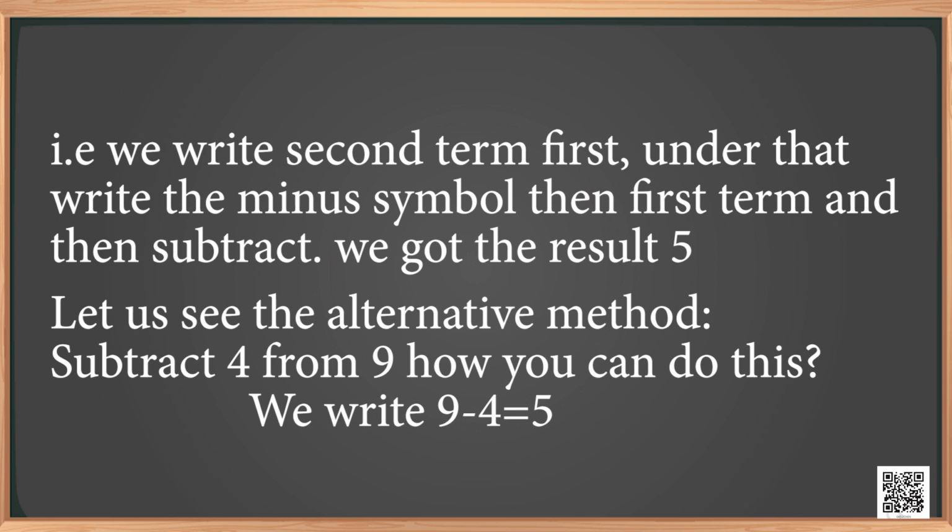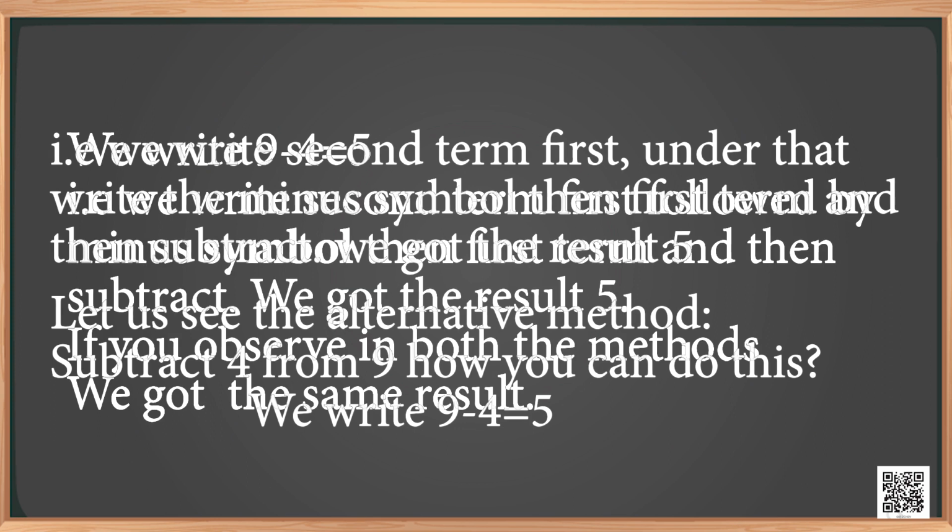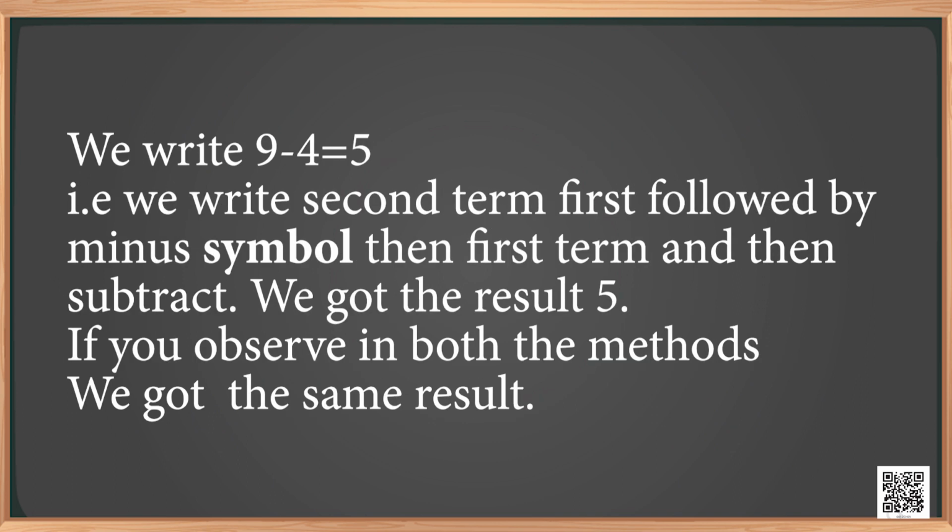Let us see the alternative method. Subtract 4 from 9. How can you do this? We write 9 minus 4 is equal to 5. That is, we write the second term first, followed by the minus symbol, then the first term, and then subtract. We got the result 5. If you observe, in both the methods we got the same result, isn't it?